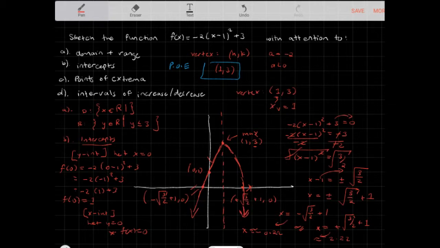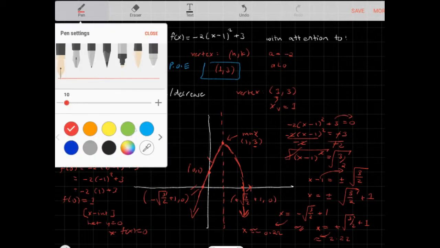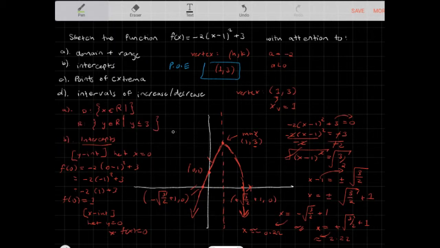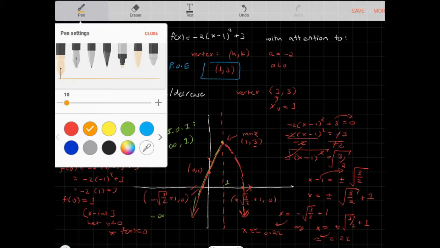We have the sketch here, and we want to see our interval of increase, which I'm going to mark here. The interval of increase is going to be from negative infinity, so all of this region here, all the way up to the vertex, and the vertex here is at 1. So the interval of increase is between negative infinity and 1. And you want to use round brackets because at 1 you have a vertex, so it's not really part of the interval.